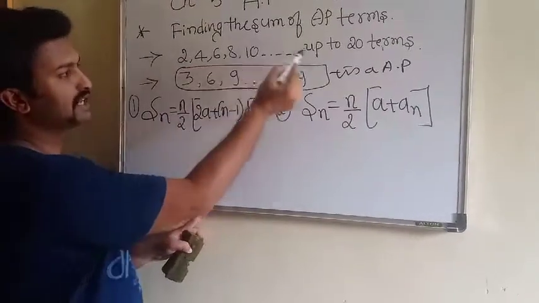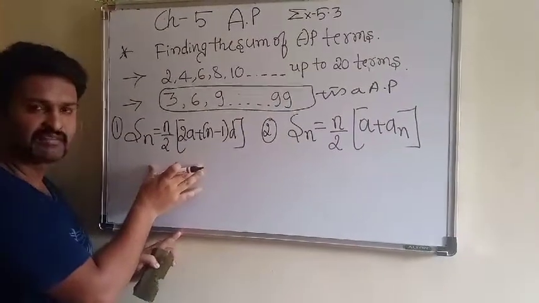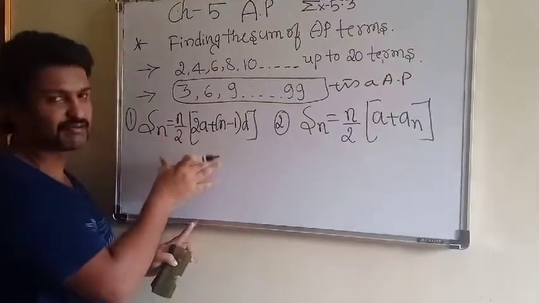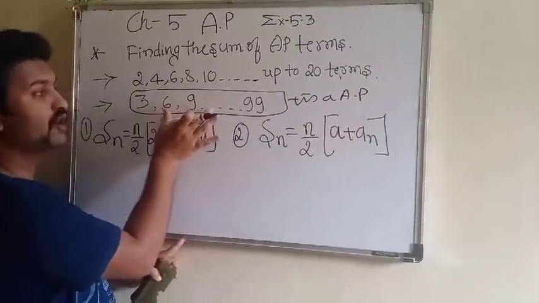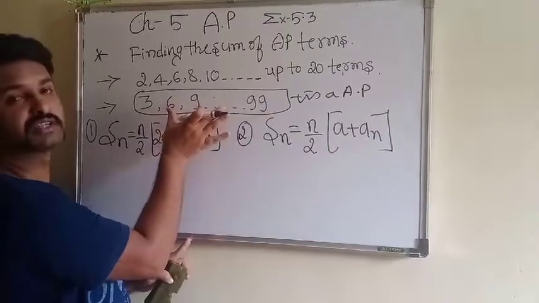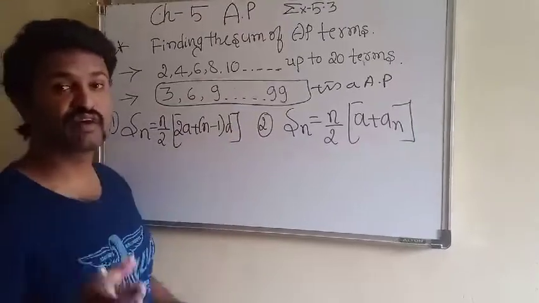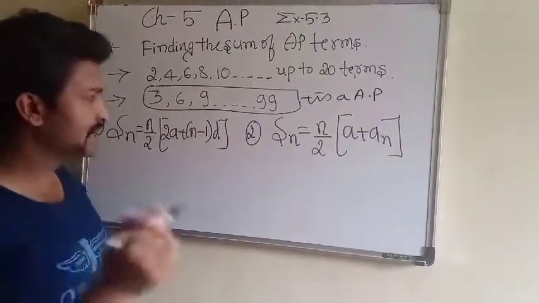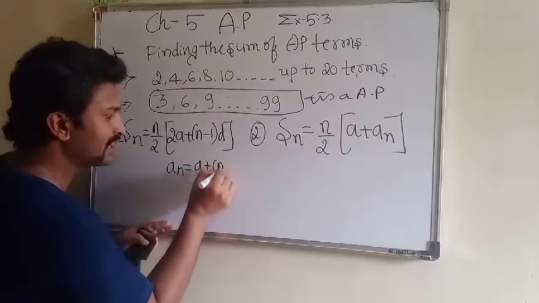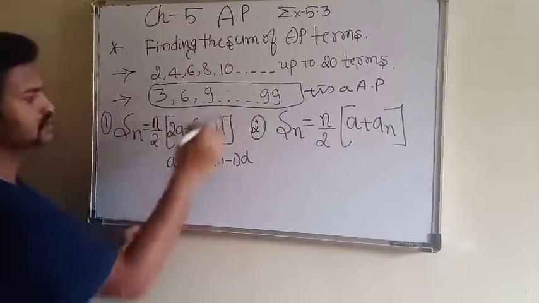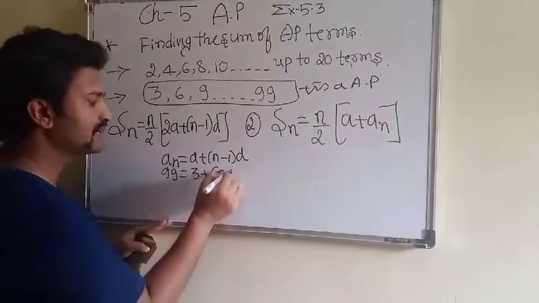In the first example they have given how many terms are there, so we can easily substitute the value of n and get the sum of 20 terms. In the second case, they have not given the number of terms present in the AP. We have to find the number of terms. You know how to find the number of terms? By the general form, an equals a plus n minus 1 into d. Substitute the value of an: 99 equals a, which is 3, plus n minus 1, and d is 3.